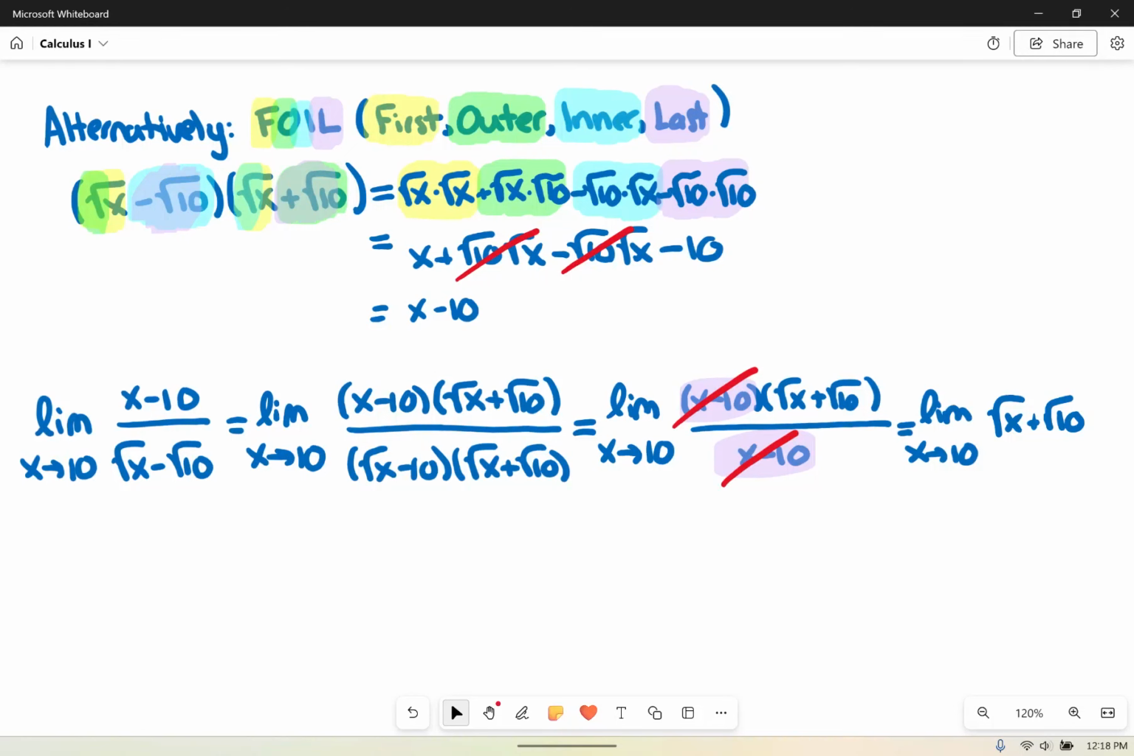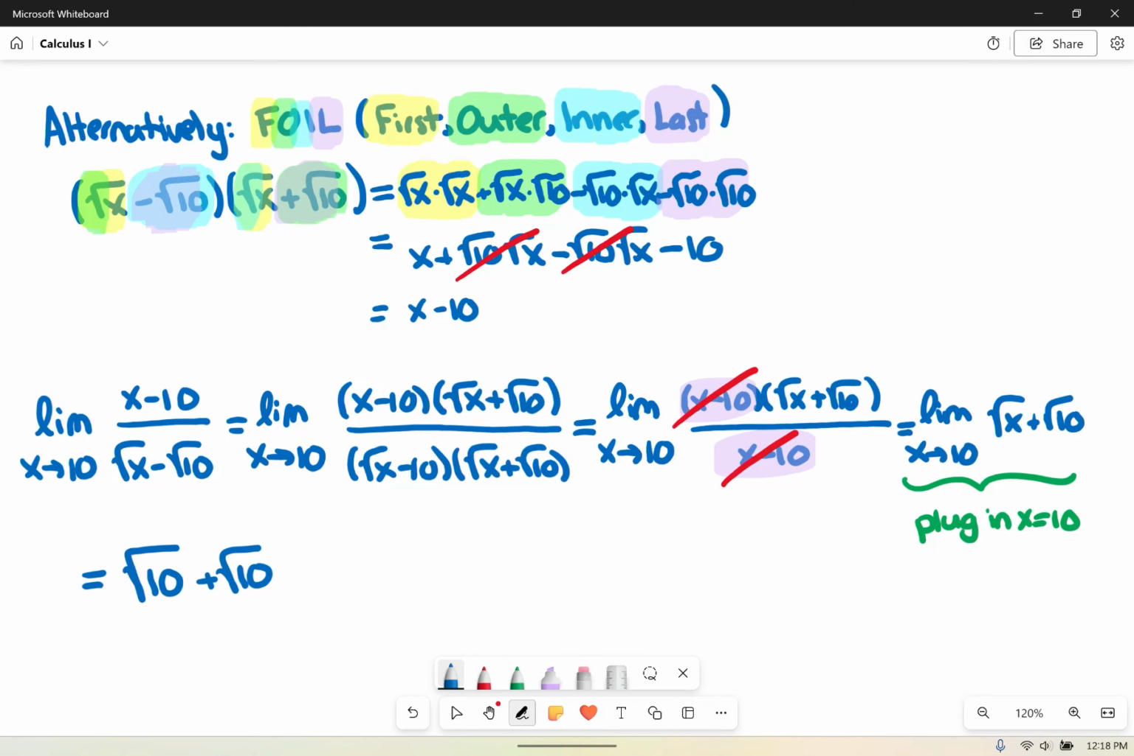Now that we've done some algebra, we can try plugging in x equals 10 again. This time, we get the square root of 10 plus the square root of 10, which equals 2 times the square root of 10, which is just a number, not an indeterminate form, so we're done. The limit as x approaches 10 of x minus 10 over the square root of x minus the square root of 10 is 2 times the square root of 10.